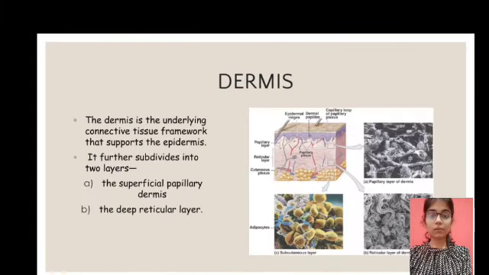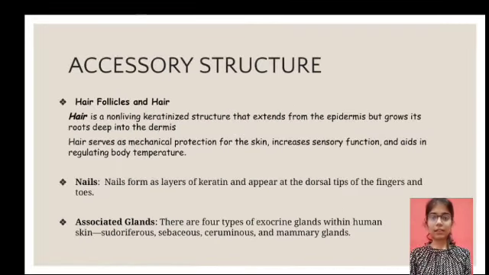So now, dermis consists of the dense irregular connective tissue which mainly supports the epidermis layer. The dermis is mainly divided into two layers, the superficial papillary dermis and the deep reticular layer. One more layer, the hypodermis, is also present, which is the bottom layer of the skin, and it mainly regulates the body temperature and cushions the body too. Associated glands. In accessory structure, we have hair follicles and hair.